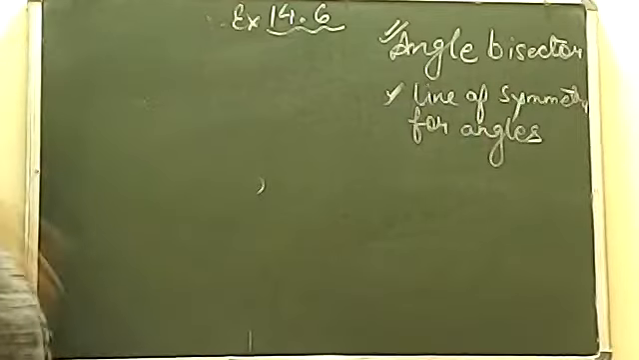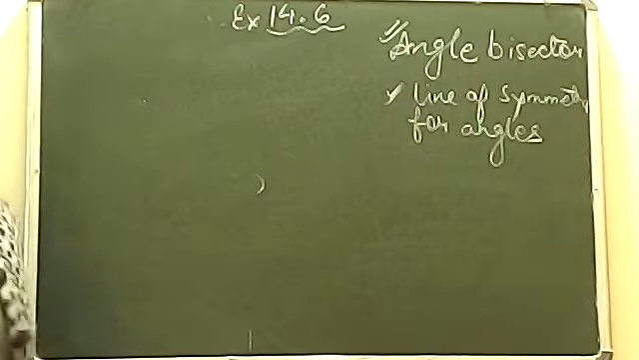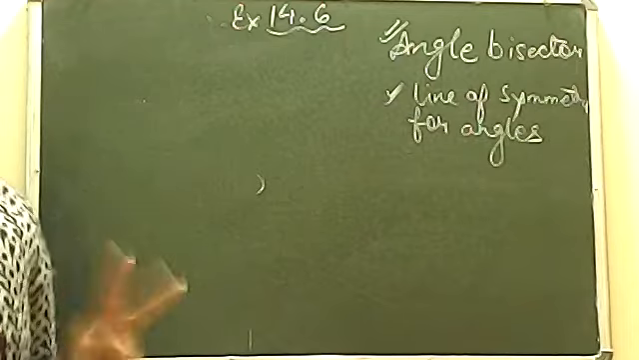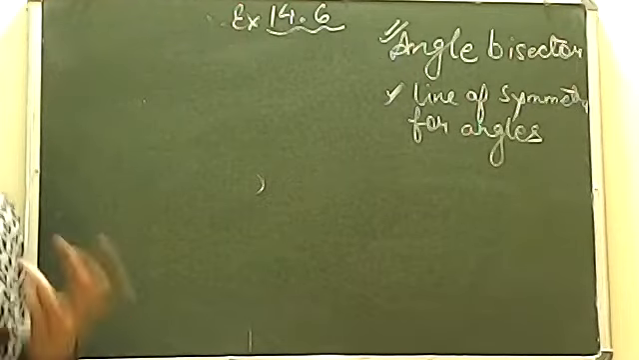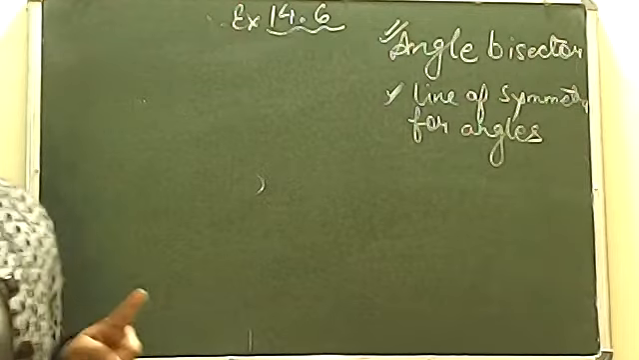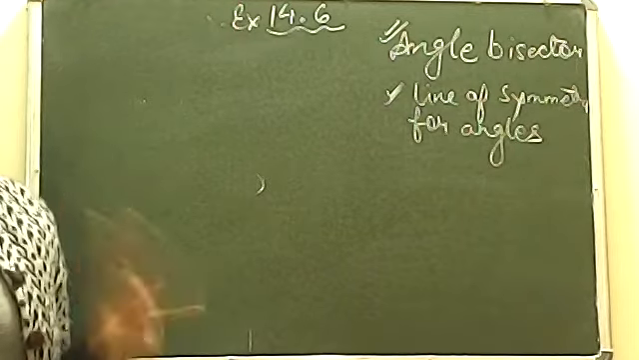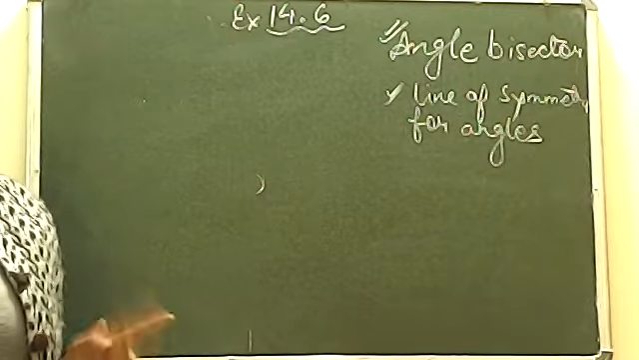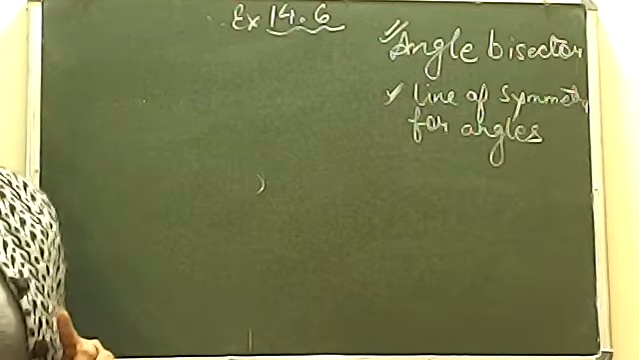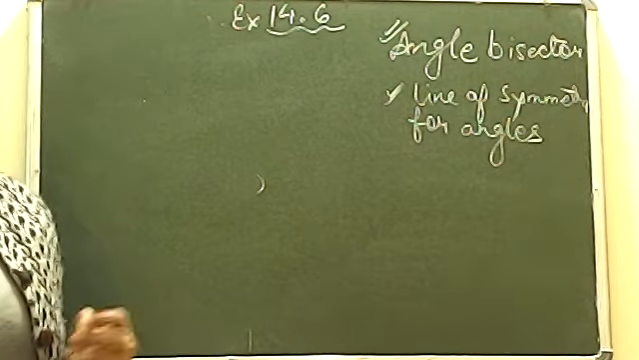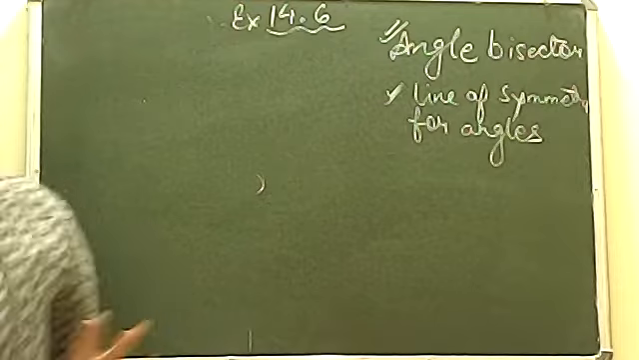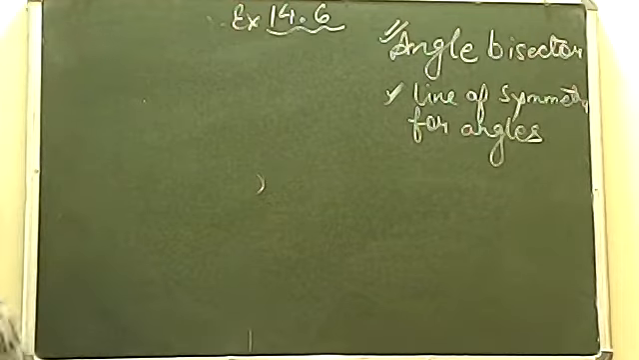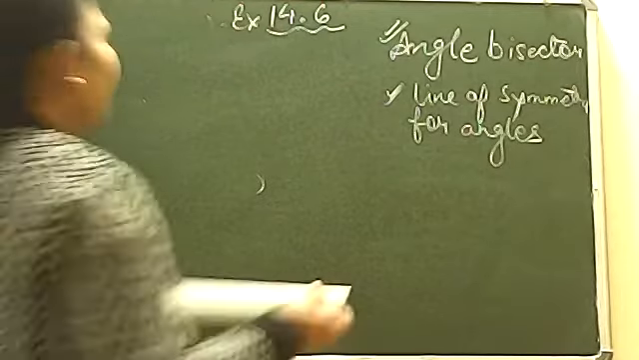Angle bisector means the line which divides an angle into two equal parts. It means if an angle is of 60 degrees, we will divide it into 30-30. If it is 90 degrees, we will divide it into 45-45. If it is 70 degrees, we will divide it into 35 and 35. So let's draw how to draw an angle bisector or line of symmetry for an angle.